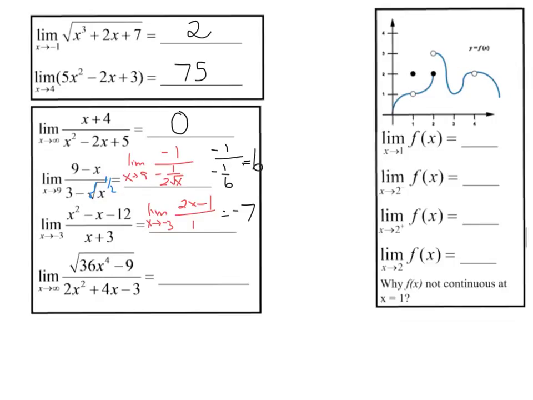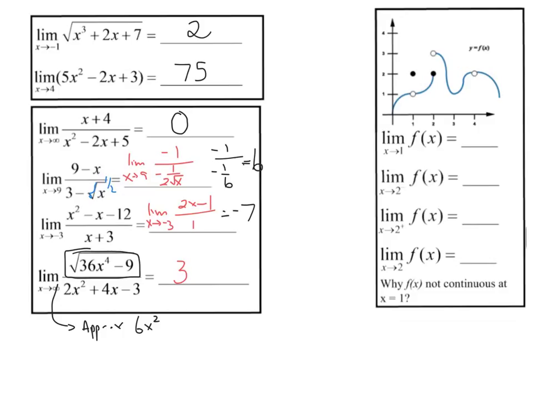Okay. Now this next one looks like kind of a challenge, but remember, we're really looking at overall behavior. So this square root of 36x to the 4th minus 9, if I could just make a little note, that's approximately 6x squared. Because the minus 9 really is not going to affect this equation that much. So if it's approximately 6x squared, that means I've got 6x squared over 2x squared going to infinity. Well, the limit then would just be 3.